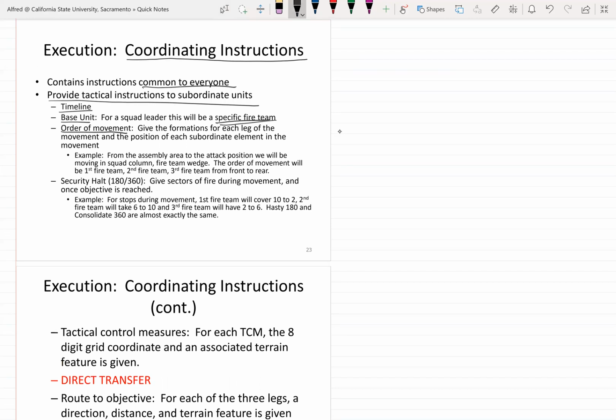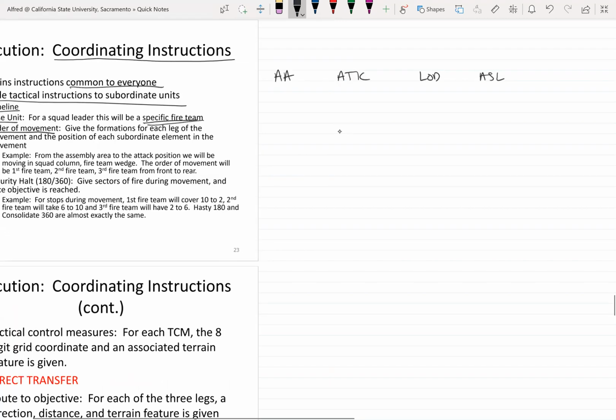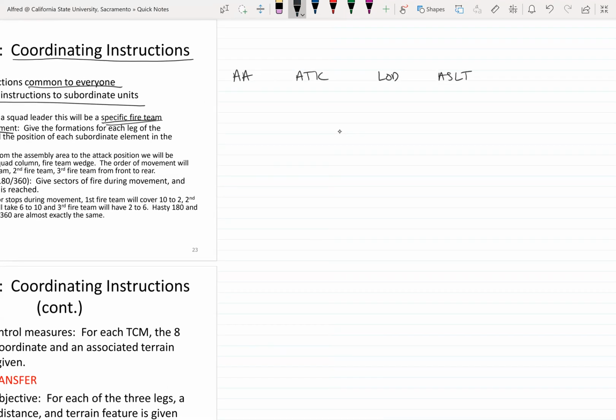Order of movement. You can say something sort of like, I'm going to draw another diagram. You guys, I know you're probably loving it right now. A lot of diagrams. Let's say, so we do AA, ATK, LOD, ASL, T, and then OBJ. And that's a basic format.